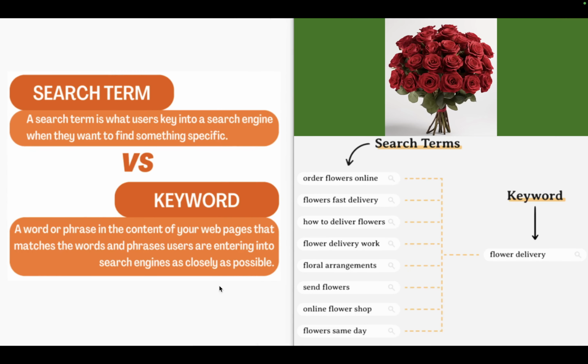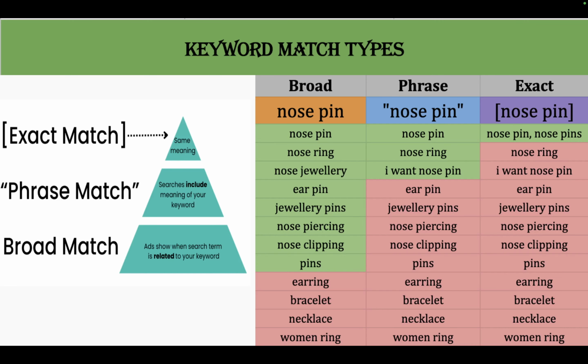Now, in order to understand how a search term connects with a keyword, we have to understand the keyword match types. It starts with broad match. Whenever you add any keyword in a Google search campaign, it goes in broad match. And broad match means the ad shows when the search term is related to your keyword. So if you have a keyword which is nose pin, then the ad would show when this keyword relates to the search term in any relation.